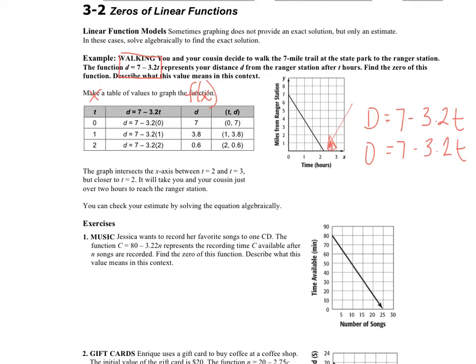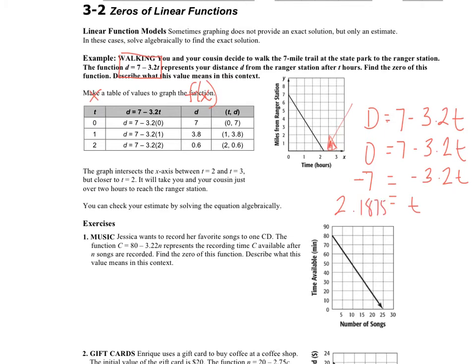Well, let's move 7 over to the other side. So let's subtract 7 from both sides. Right now it looks like negative 7 equals negative 3.2 t. And then what would we do from there? Well, then we would just divide by negative 3.2. When we do that, we get a positive number, so that's good.